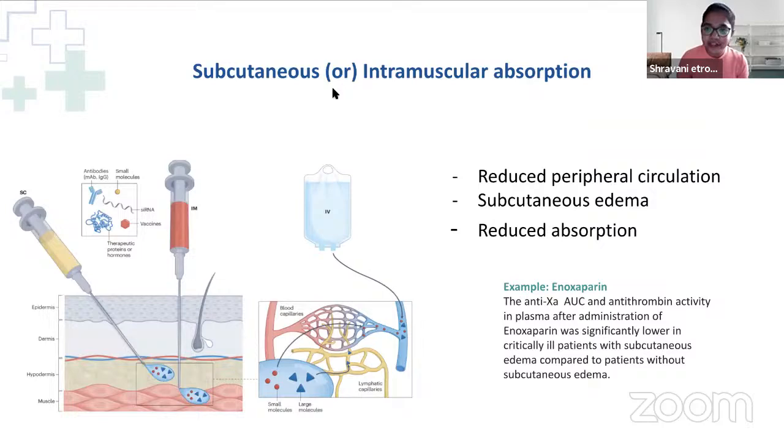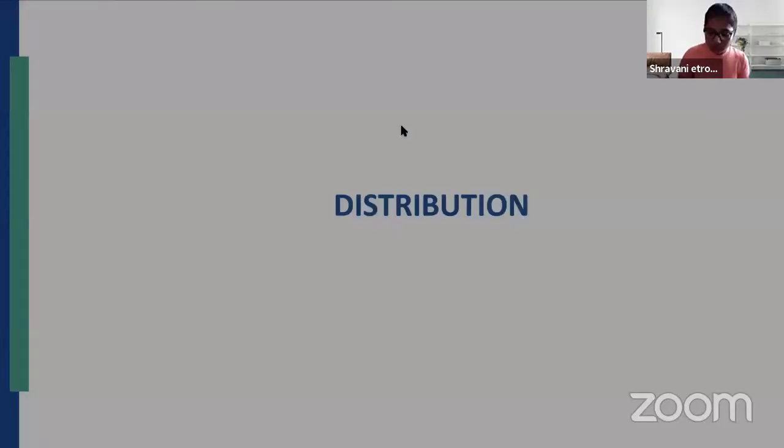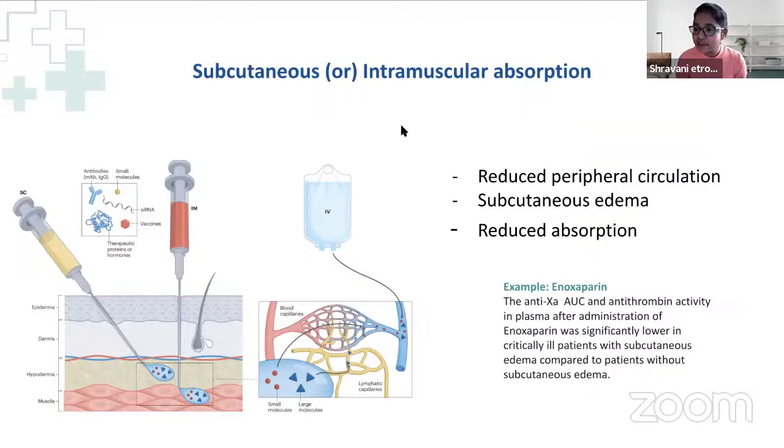And next comes the subcutaneous or intramuscular absorption. So there is a reduced peripheral circulation. We have already discussed in the first step that in case of critically ill patients, there is an increased blood perfusion to the heart, brain, and kidneys, and a reduced blood circulation to the peripheral circulation. So if there is reduced peripheral circulation, there is reduced drug absorption. If you see here, here is the intramuscular and this is the subcutaneous. So if there is decreased blood flow through these organs, the absorption of the drugs is also decreased.